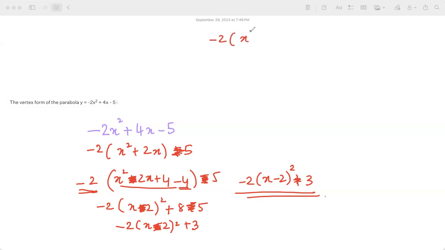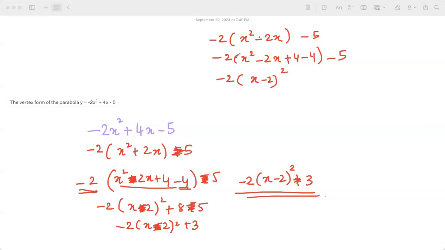Minus 2x squared. Oh, I'm taking out minus 2, minus 2x, and then you have a minus 5. Okay. Minus 2x squared minus 2x plus 4 minus 4, and then a minus 5. Minus 2x minus 2 the whole square. And then I need to minus 2 minus 4 is plus 8. I take it outside. Minus 5. So minus 2x minus 2 the whole square plus 3.